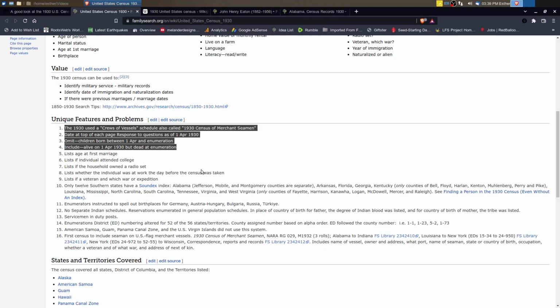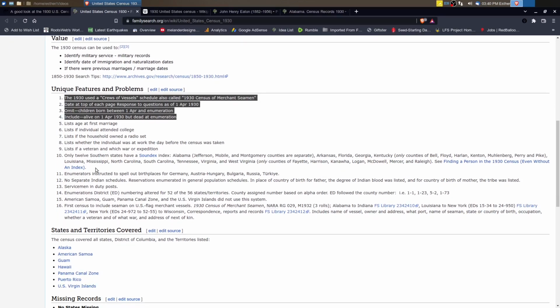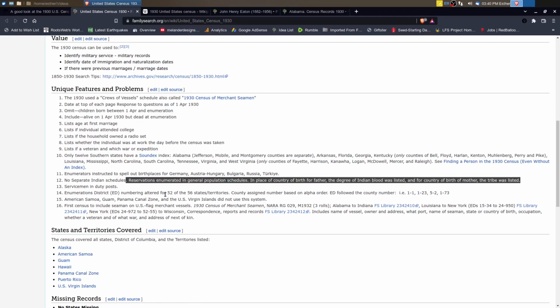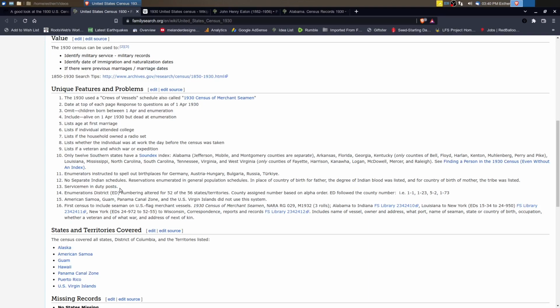It's outlined here. There was no separate Indian schedule in the census, and so people who lived on a reservation were included in the general population schedule with a couple of variations. They included the degree of Indian blood and the tribe. Servicemen were included in their duty posts, and there was also a special schedule for seamen on merchant vessels.